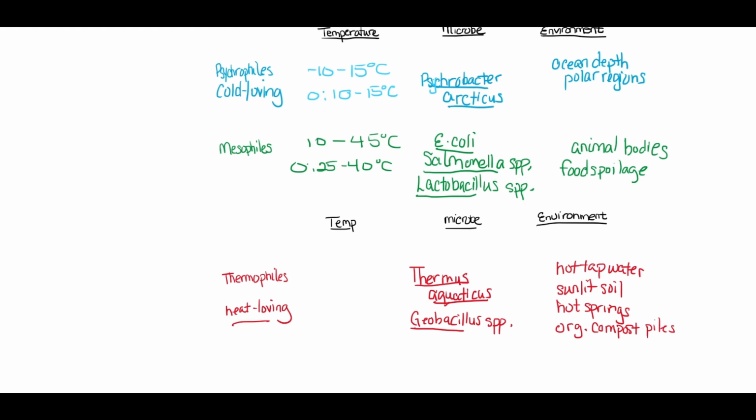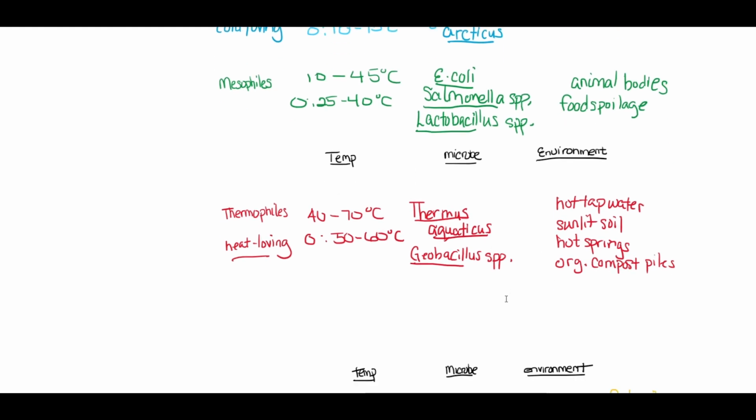Thermophiles, their range is from 40 degrees to 70 degrees Celsius, and their optimum temperature is 50 to 60 degrees Celsius. We have Thermus aquaticus, and you'll find thermophiles in hot tap water, sunlit soil, hot springs, and organic compost piles.